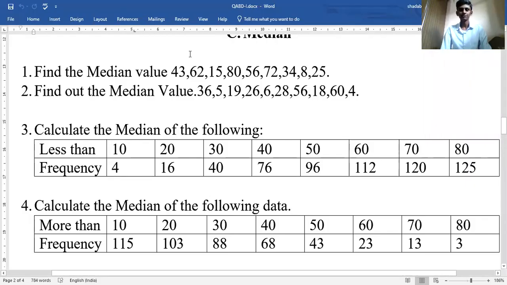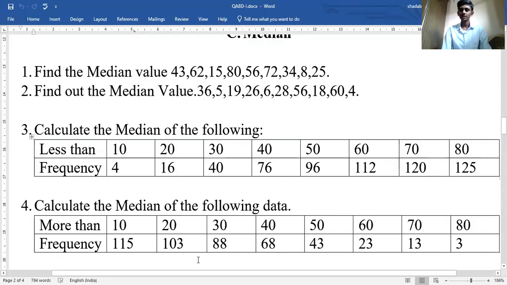Yesterday we did this problem on less than frequency. Now we will move forward to another question. Fourth question, calculation of median from the following data. Here the series values they have given are more than values: more than 10, more than 20, more than 30, more than 40, more than 50, more than 60, more than 70, more than 80. Frequency: 150, 103, 88, 68, 43, 23, 13, 3.